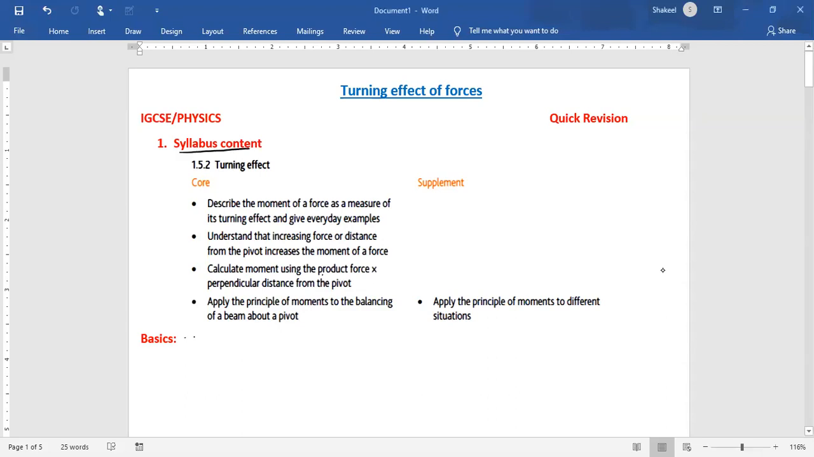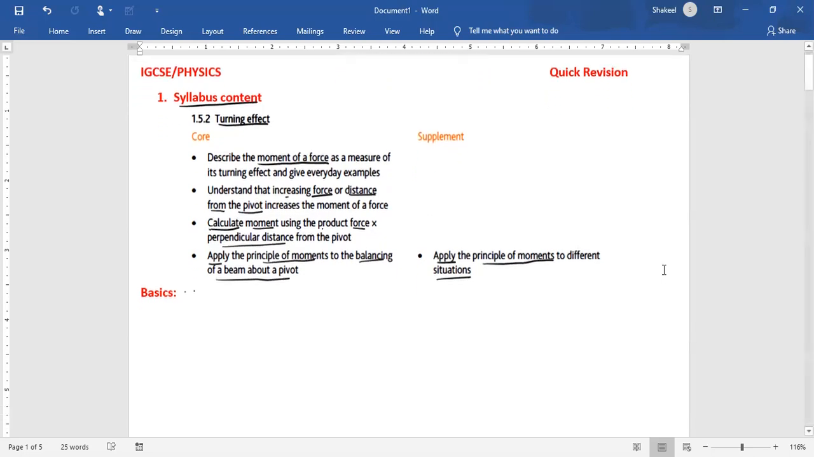First of all, if you look at the syllabus content for turning effect of forces, we have to describe the moment of force as a measure of turning effect, and then we have to understand the factors: the force and the distance from the pivot. We have to look at what a pivot is. Then we will calculate moment by multiplying force and perpendicular distance from pivot. We will apply the principle of moments to the balancing of a beam about a pivot, and we will apply the principle of moments in everyday situations as well.